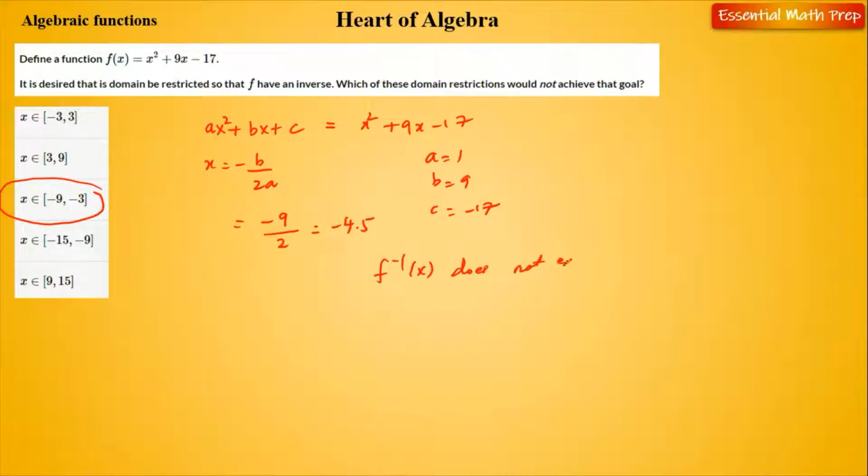So f inverse does not exist for x containing elements of negative 9 to negative 3.